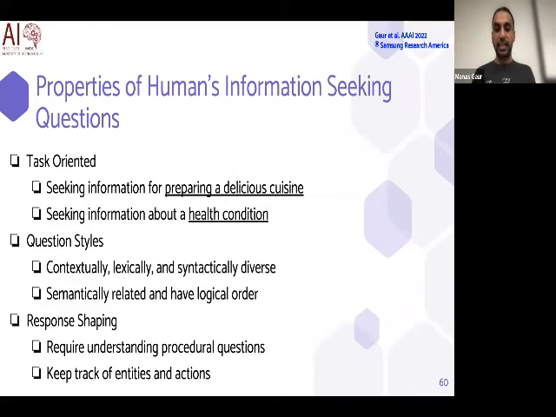keep track of the entities and the actions, and then utilize the sequence of procedural questions that the user would be asking. I'm saying would because now the agent is driving the conversation. The user just initiated with one query, and now the agent is driving the conversation, and the task is now how the responses of these questions that the agent is generating by itself, concatenated together, would be the final response that you will be giving to the user. So that's what we term as response shaping.